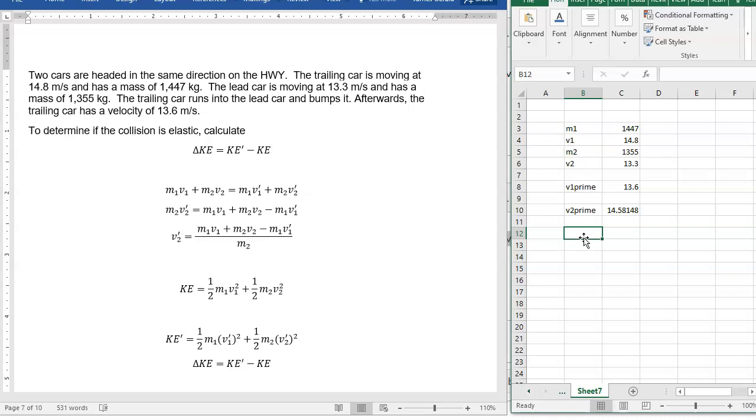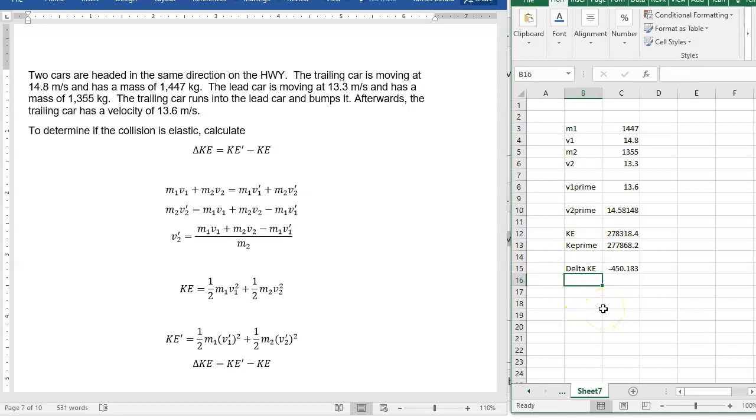And we have to calculate the different kinetic energies. Let's do them one at a time. 1/2 times m1 times v1 squared plus 0.5 times m2 times v2 squared. So that's the kinetic energy beforehand. Kinetic energy afterwards, KE prime, is 1/2 times m1 times v1 prime squared plus 1/2 times m2 times v2 prime squared, and that's our kinetic energy after the fact. And so our delta KE is going to be KE prime minus KE.